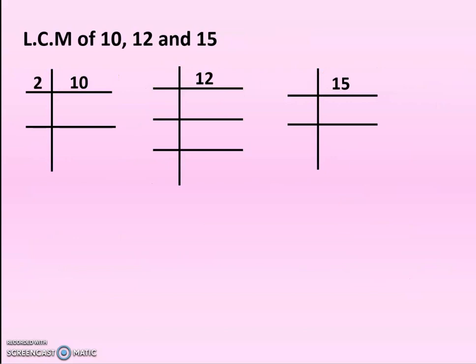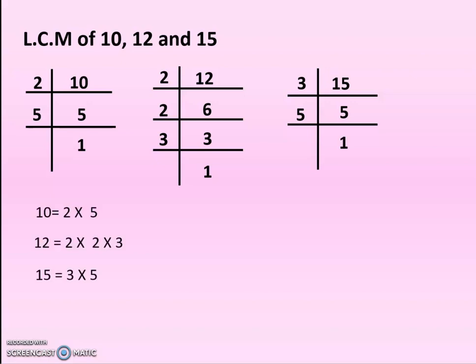Prime factorization, very simple. Prime factorization of 10, we do it as 2, then we get 5, and 5 ones are 5. For 12, we again take 2, 2 6s are 12, we again take 2, 2 3s are 6, we take 3, 3 ones are 3. And for 15, we will start with 3, 3 5s are 15, then we take 5, 5 ones are 5. So prime factorization is over. Write them down. 10 is equal to 2 into 5, 12 is equal to 2 into 2 into 3, and 15 is equal to 3 into 5.